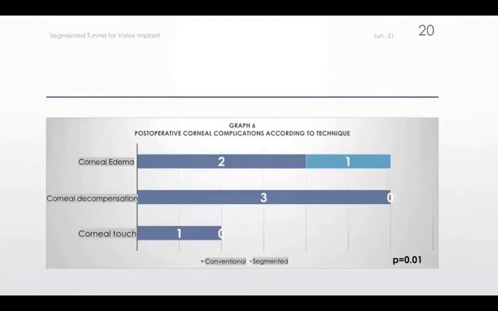The postoperative corneal complications according to technique. And this is where we appreciate a great contribution of the segmented tunnel surgical technique. The incidence of complications at the corneal level was much lower. Of the 3 cases of corneal edema presented, 2 correspond to the conventional technique versus only 1 of the segmented tunnel technique. In the case of corneal decompensation, it was observed that 3 were of the conventional technique versus 0 of the segmented tunnel. And corneal touch of the tube was observed in 1 case of the conventional technique versus 0 of the segmented tunnel technique.